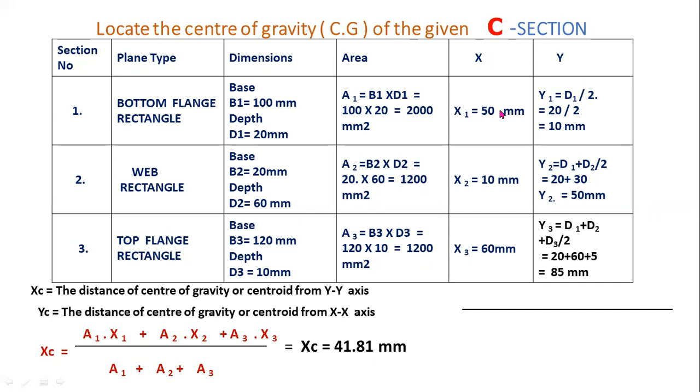Okay, and x1 equal to 50, x2 equal to 10, x3 equal to 60. You have to substitute these values in this equation. After substituting these values, you can get the value of xc. Okay, xc equal to 41.81.